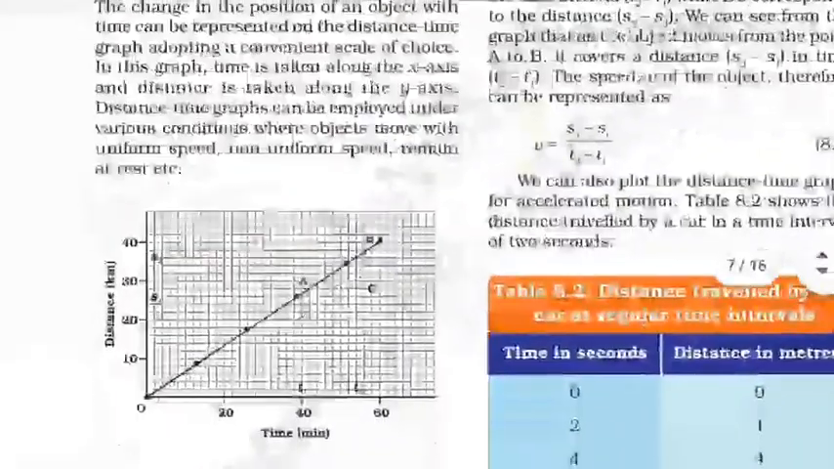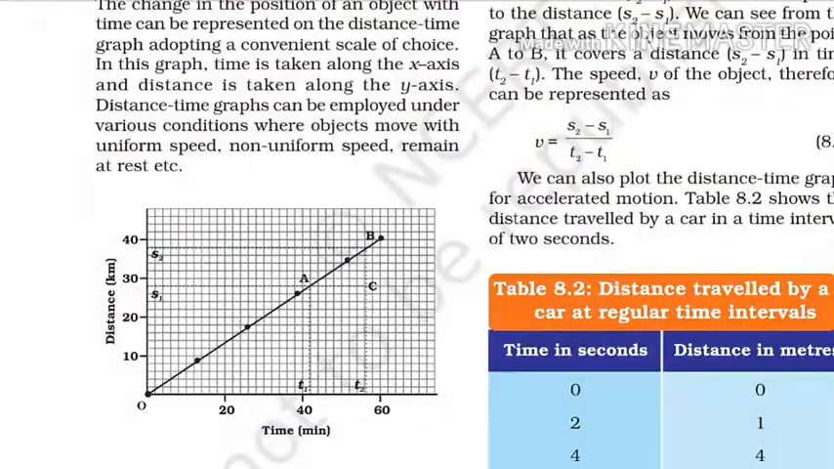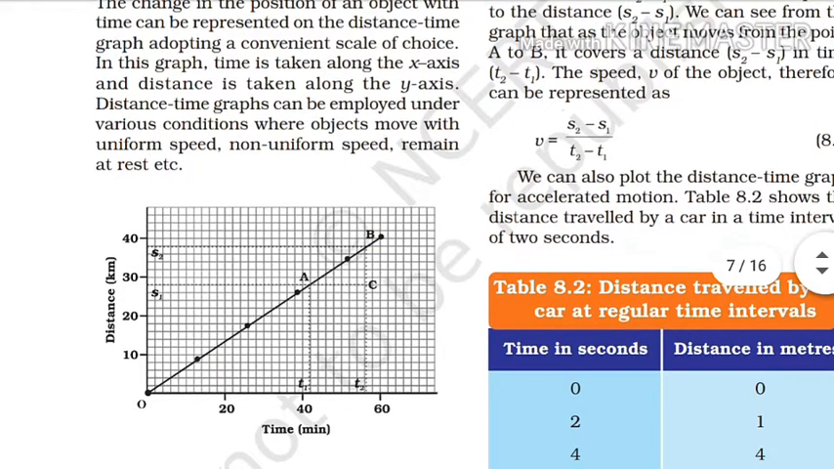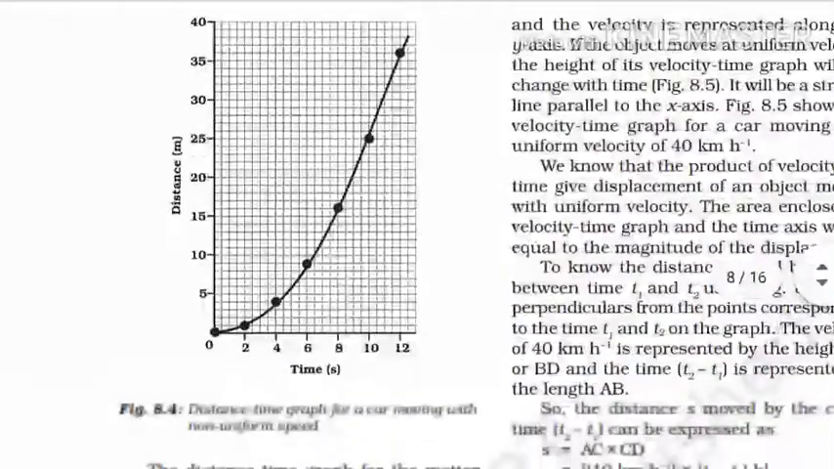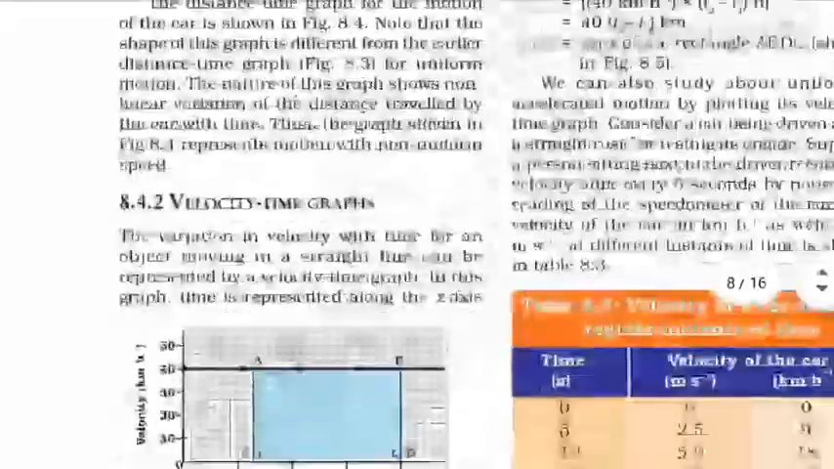In this graph we have seen that when the time increases, the distance traveled by an object increases. If the distance traveled by the object increases continuously at a constant rate, then the distance-time graph will be a straight line. It means in equal time intervals the object moves equal distances. So let us come to the velocity-time graph.